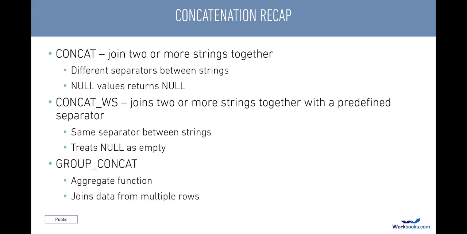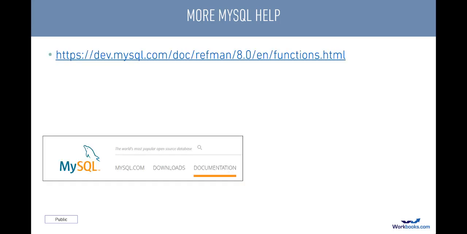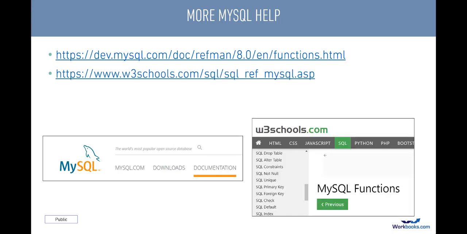The third variation we looked at is group concat, which is an aggregate function joining data from multiple rows into one long string. This means you can't use group concat on a details view, but you can on a summary view. I mentioned earlier that Workbooks reporting formulae uses a cut-down version of MySQL, and there's lots of sites on the web that might be helpful with the syntax. 2 that we find particularly useful are dev.mysql.com and another one called w3schools.com. So do go and visit those and see if they're useful.